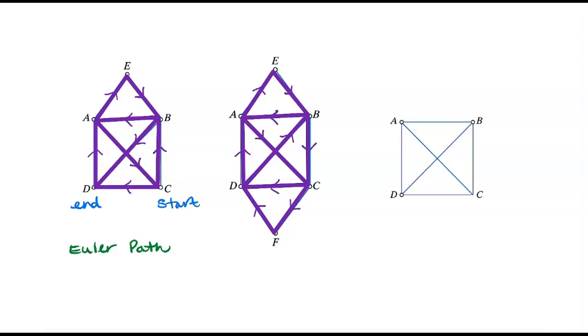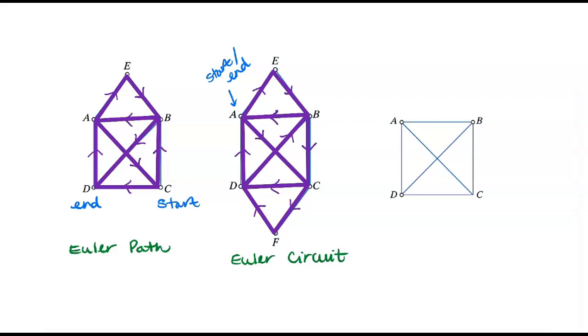Notice that this time I ended up right back where I started. We started and ended at A. So this is an example of a circuit. And since we traversed the entire graph with this circuit, it's a special type of circuit. This is called an Euler circuit. An Euler circuit is a circuit that covers all the edges of a graph. Notice that the only difference between an Euler path and an Euler circuit is where we end. Euler paths start and end at two different vertices, while an Euler circuit starts and ends at the same vertex.